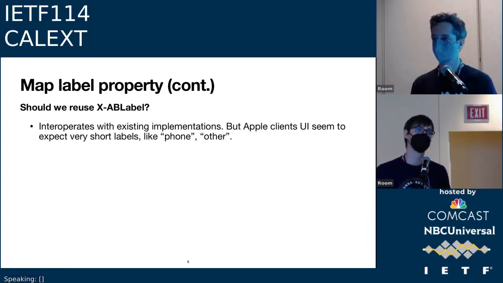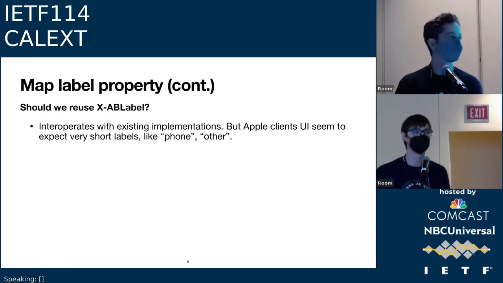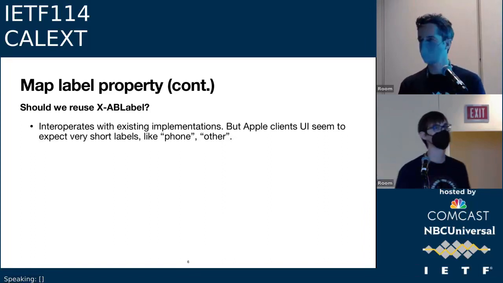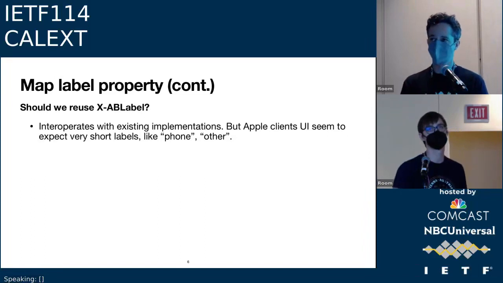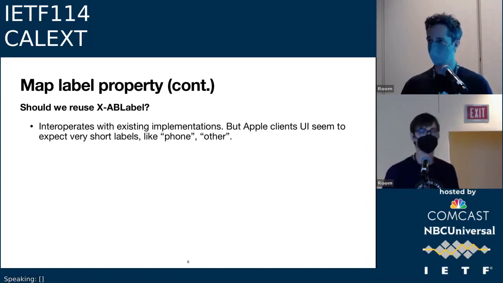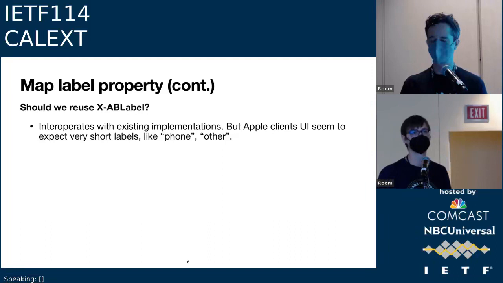Yeah, I mean, the charter currently requires us to define a clear mapping between all contact properties we have. But there are pros and cons of just reusing the XAB label or introducing a new one. I think with the current definition of the label property in JS contact, we should use a new one, because I would very much assume that clients that use the XAB label expect it to be very short and have their user interfaces designed as such.